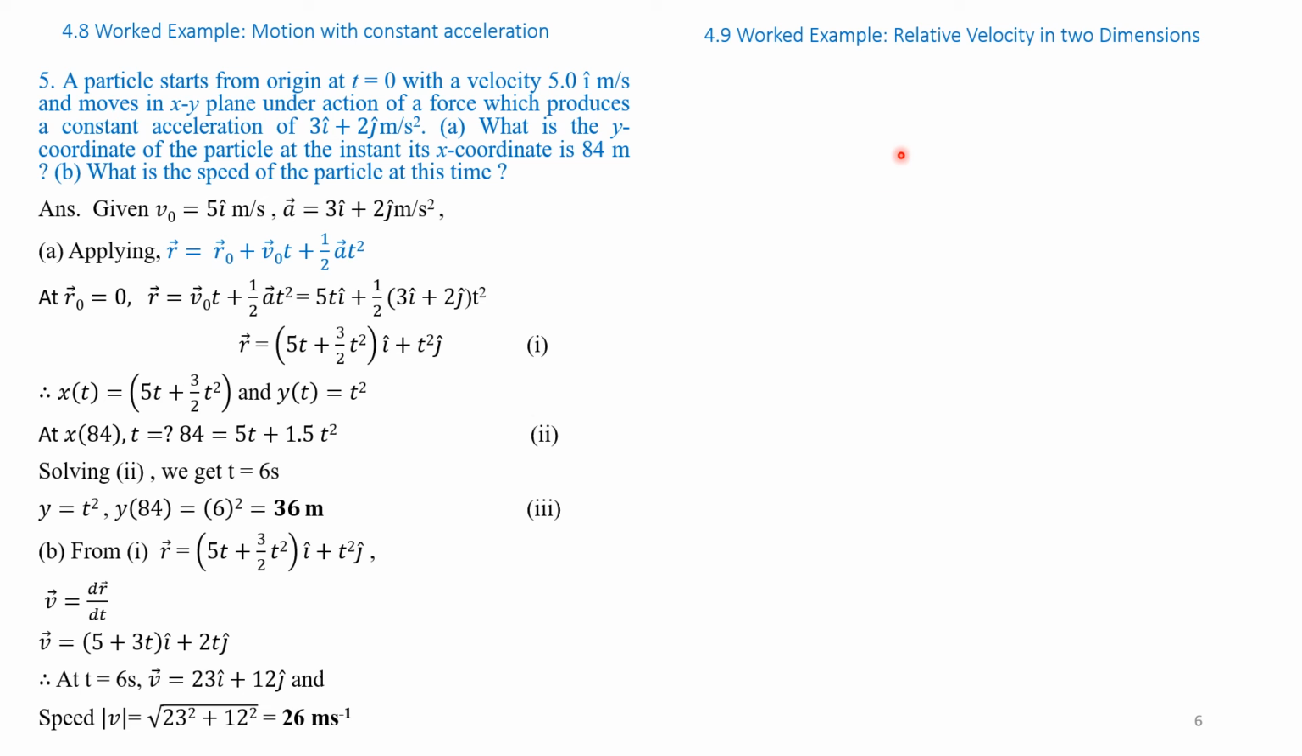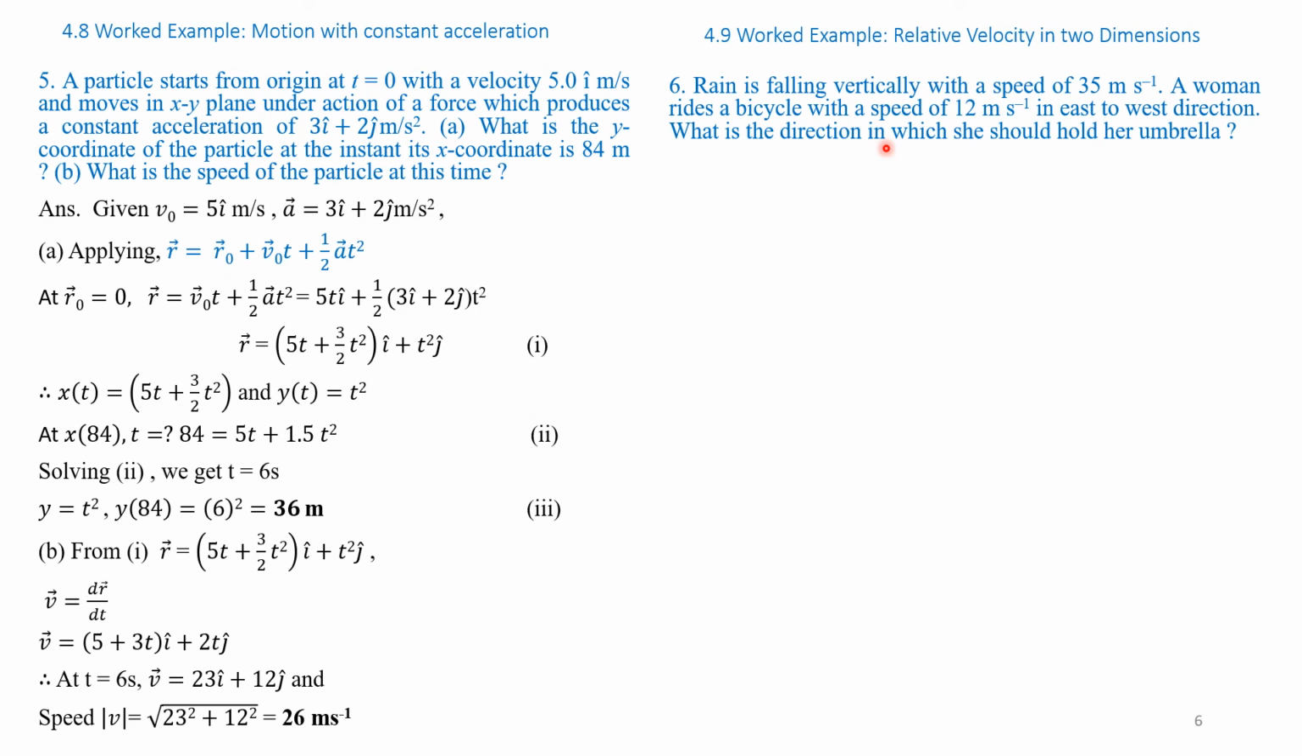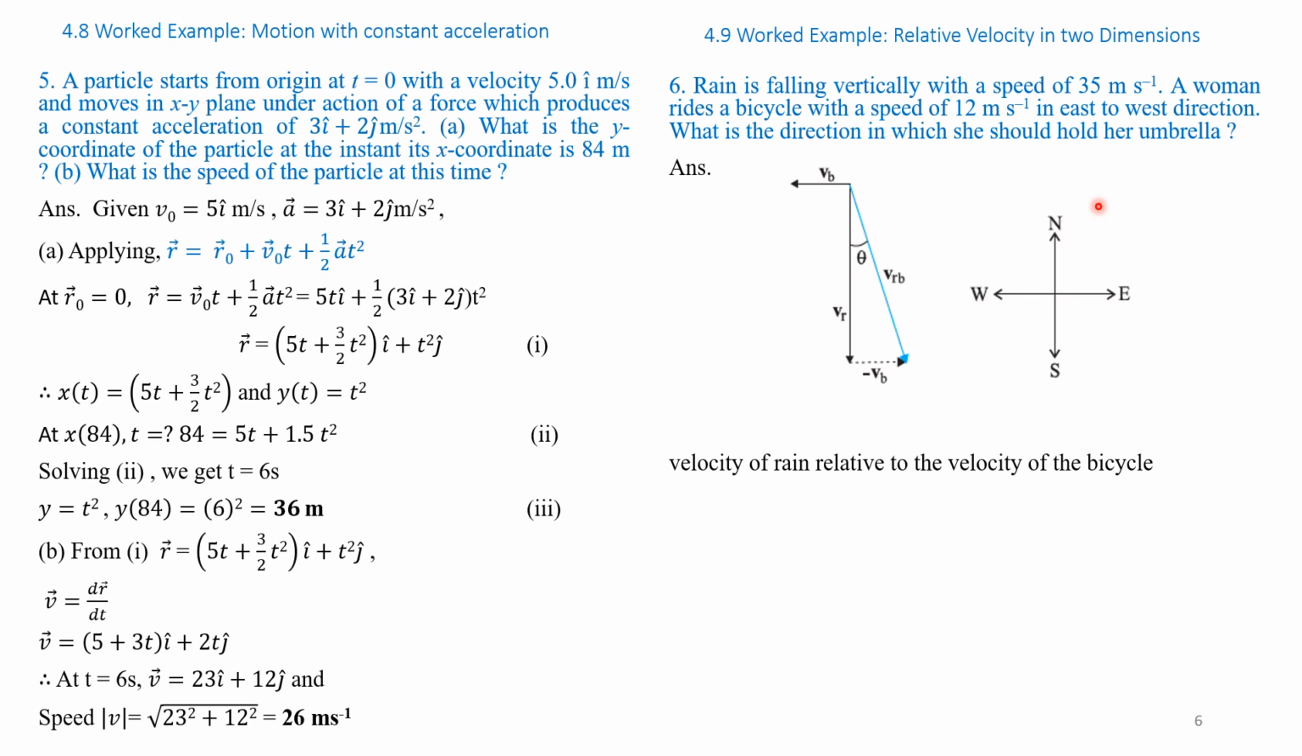Next, we will solve an example from relative velocity in 2 dimensions. Question number 6. Rain is falling vertically with a speed of 35 meters per second. A woman rides a bicycle with a speed of 12 meters per second in the east to west direction. What is the direction in which she should hold her umbrella? So please see the diagram here.